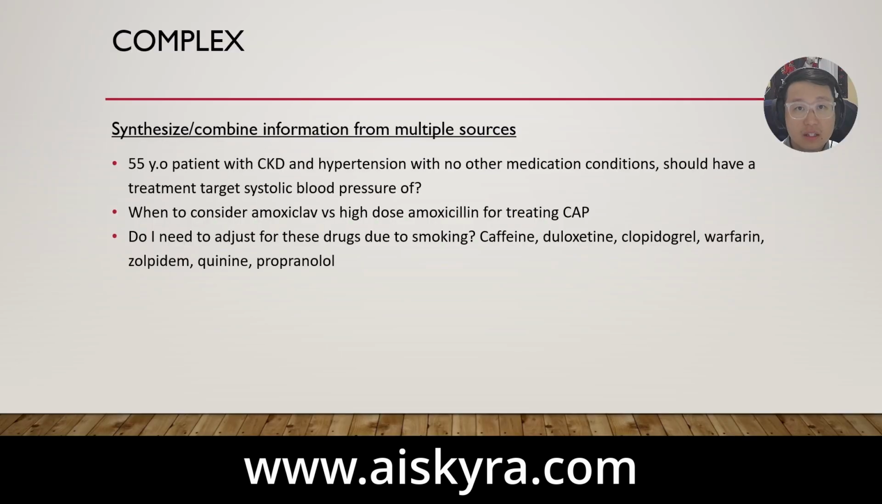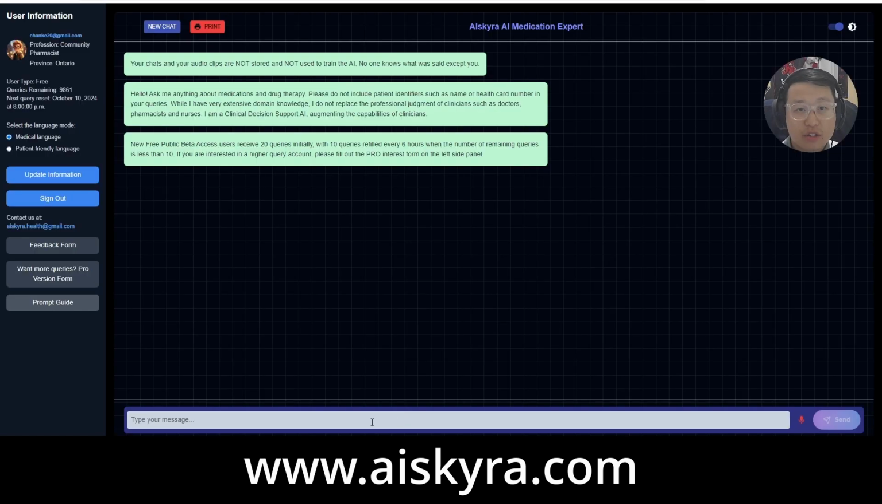Next question is when to consider amoxiclav versus high-dose amoxicillin for treating community-acquired pneumonia. So obviously this may not be an answer that you can just find in a single article. You might have to look into a variety of different articles or guidelines to get the answer. And so here's the question.